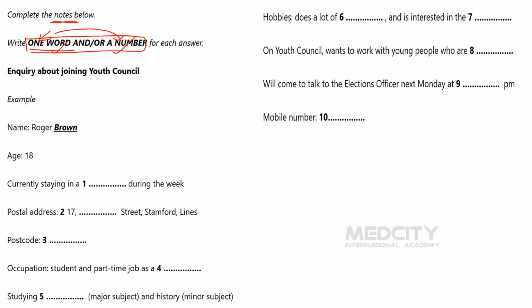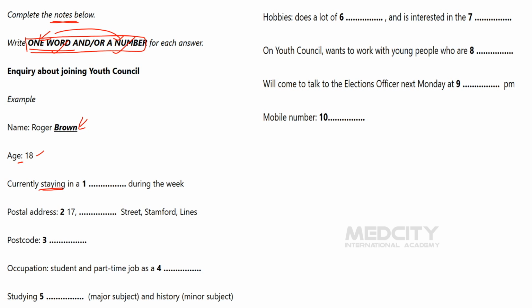So only these three combinations can come: one word and one number together, one word alone, or just a number alone. Now we have to analyze and predict the answers. The details of this person, Roger Brown, can be seen through this note. The age is given, 18. Age is a keyword. We underline the keyword. Then this is already given as an example. Now the next, currently staying in a.